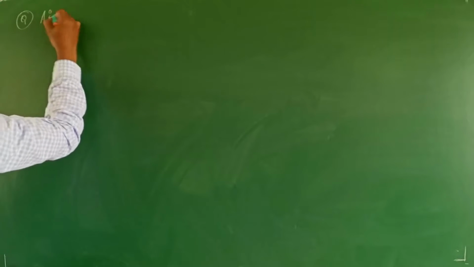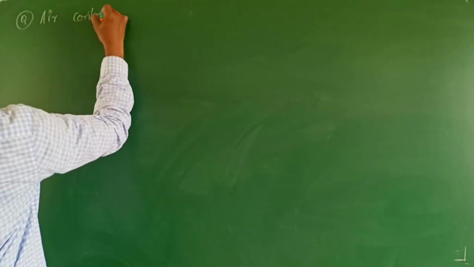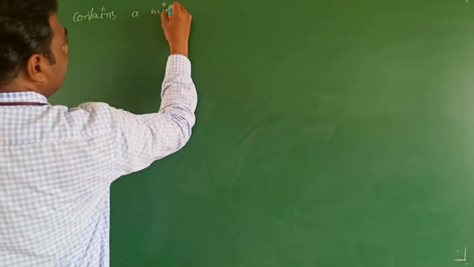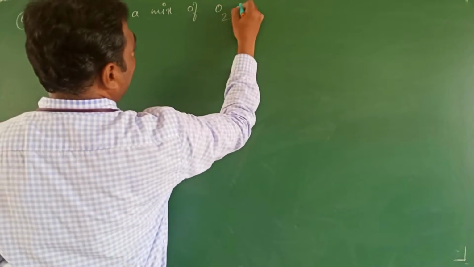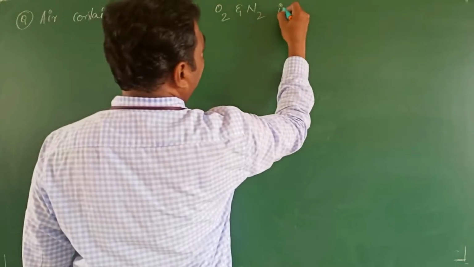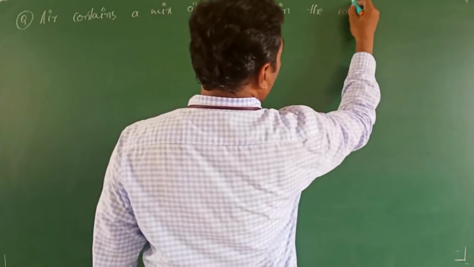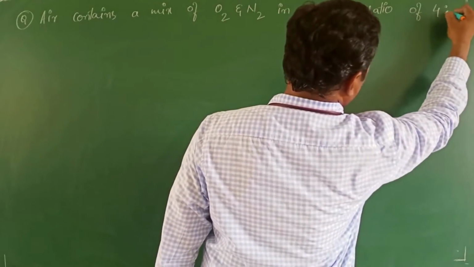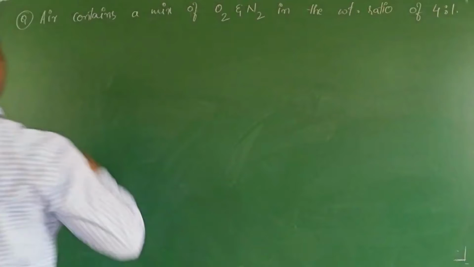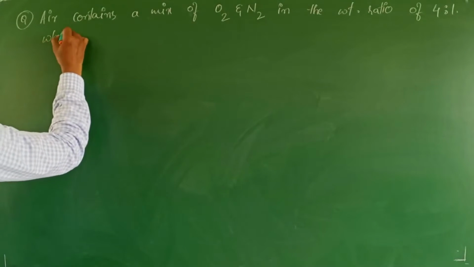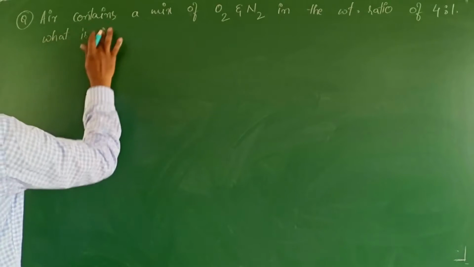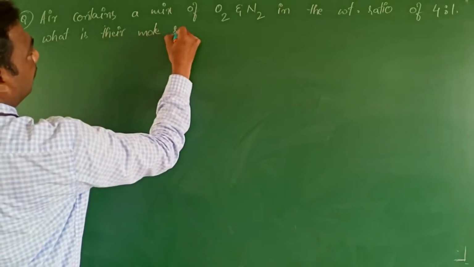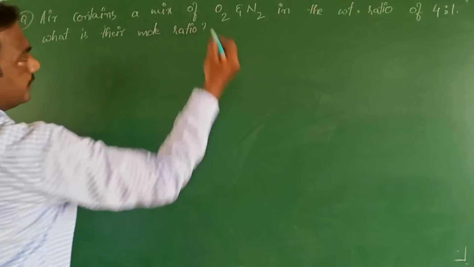Air contains a mixture of oxygen and nitrogen in the weight ratio of 4 is to 1. What is their mole ratio? Right, friends, this is the question.